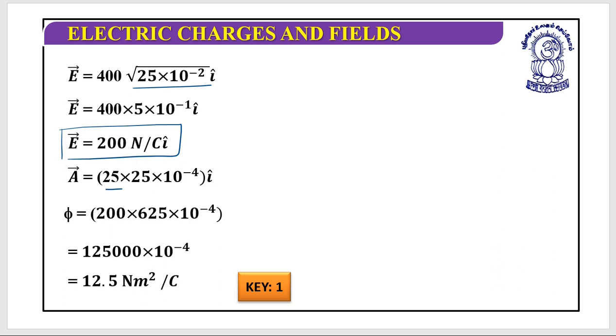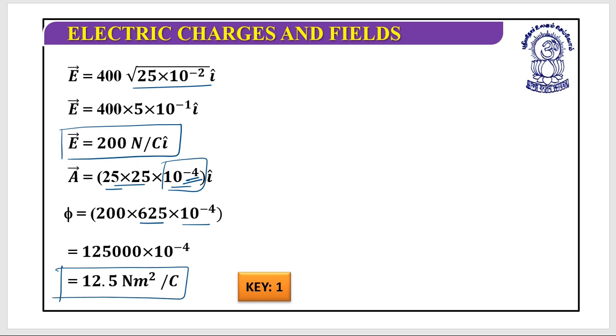This is the area vector. Remember that this is in centimeter. So when area in centimeter square is converted to meter square, it is 10 to the power minus 4, not 10 to the power minus 2. Many a times you made this mistake. Please beware of this. So if I make a square of this, it's 625 into 10 to the power minus 4, and if I solve this, it would be this.